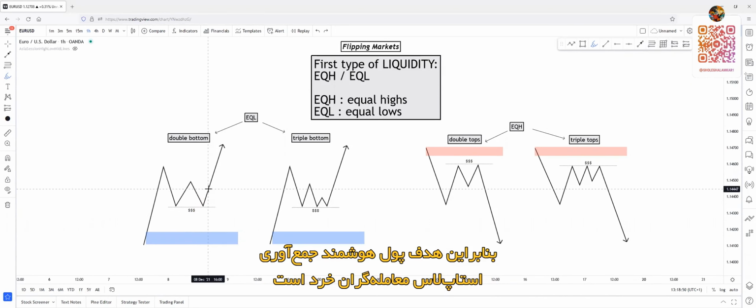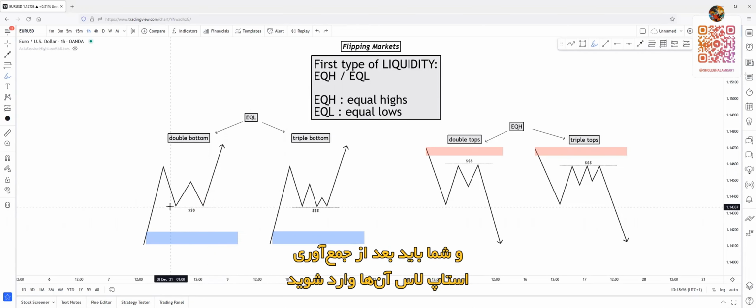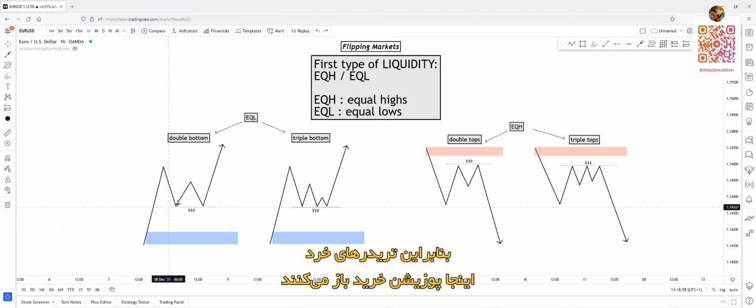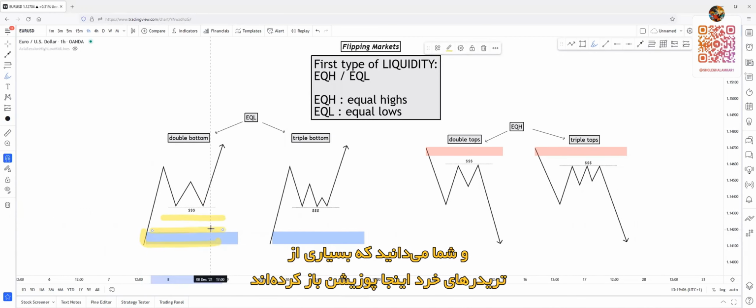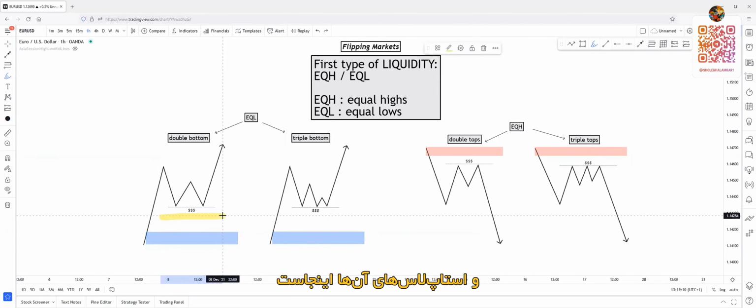The purpose of smart money is to sweep all of the retail traders' stop losses, and you want to enter after the stop losses have been swept. So retail traders open a position here. They will place their stop losses on this line, but you have a demand zone right here, and you know that a lot of retail traders open positions on this line, and they have stop losses here.